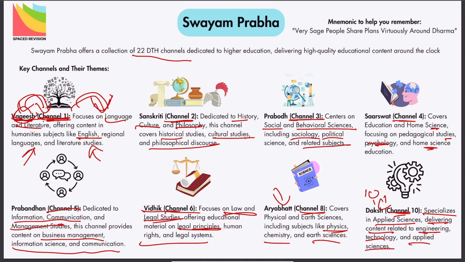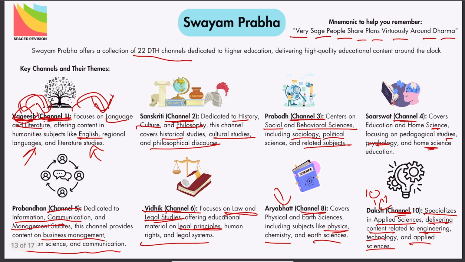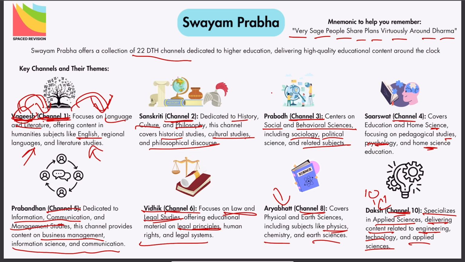And I know this can be hard to remember, so this is a mnemonic technique to help you remember. Very sage people share plans virtually around dharma. So V is Vagish, S is Sanskriti, P is Prabodh, S is Swarsat. So I want you to remember like that. But also make sure you know what is Vidhik. So you should be able to know if I say what is channel number 6, it's Vidhik and it's on law.